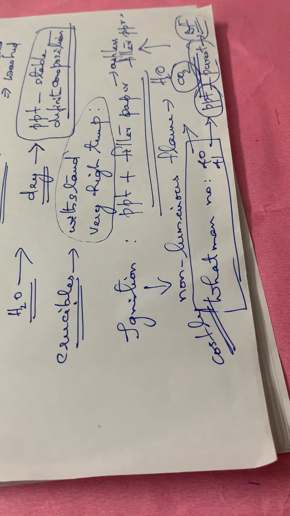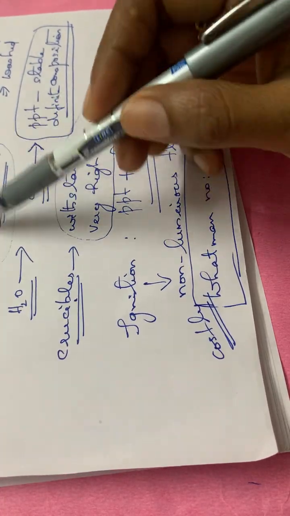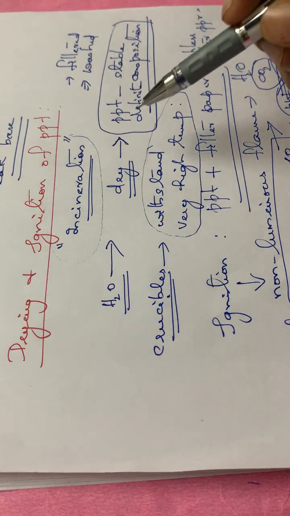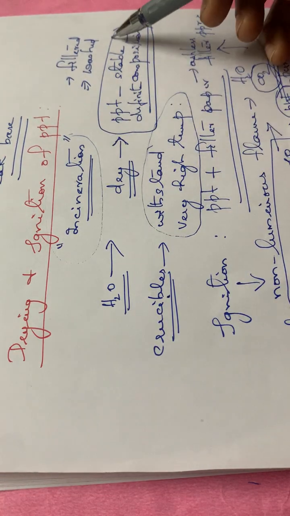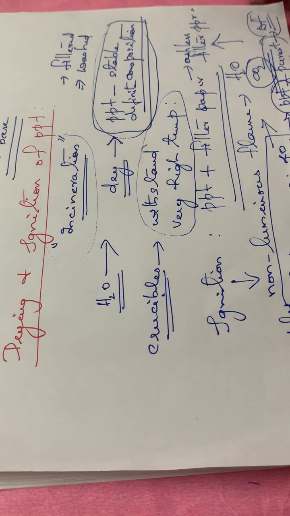Sorry for that. So here, this drying and ignition of the precipitate is called incineration. We are incinerating the particular sample. So here, incineration means we will be getting a stable, definite composition of the precipitate. So this is the process called incineration.